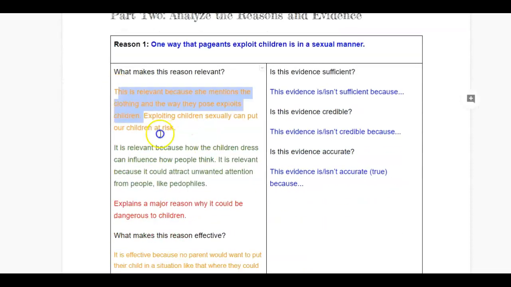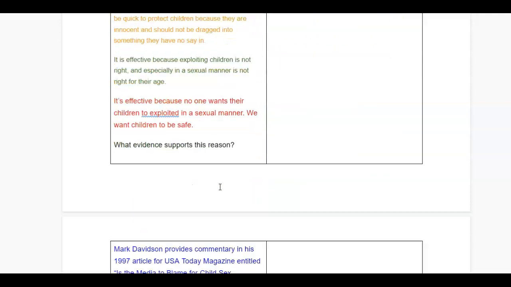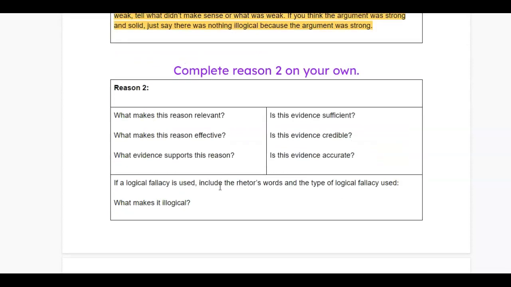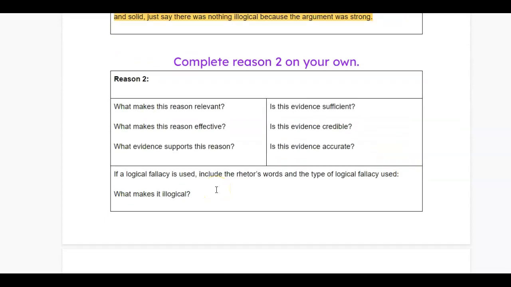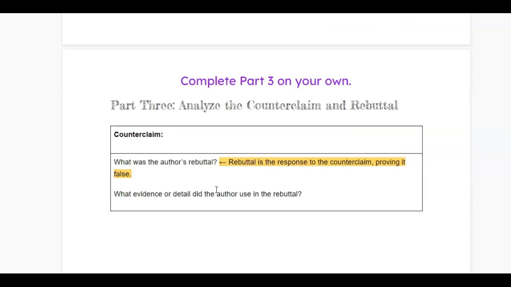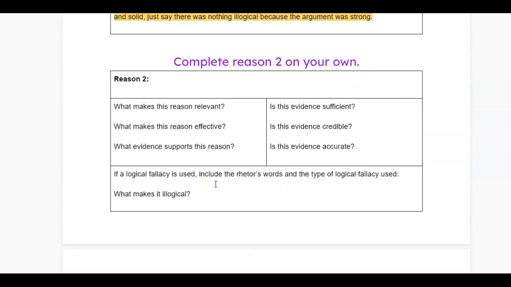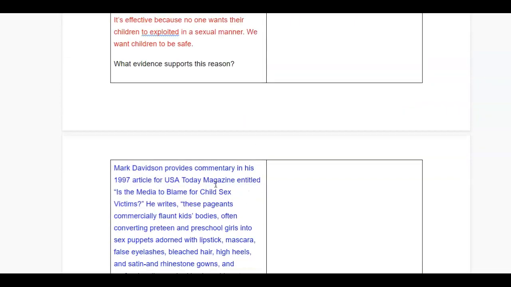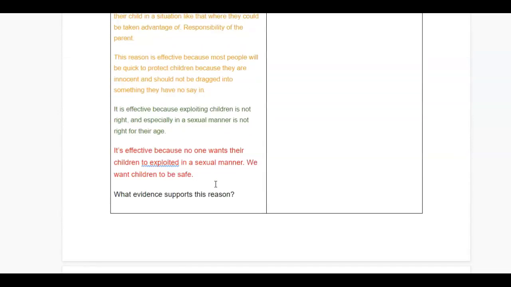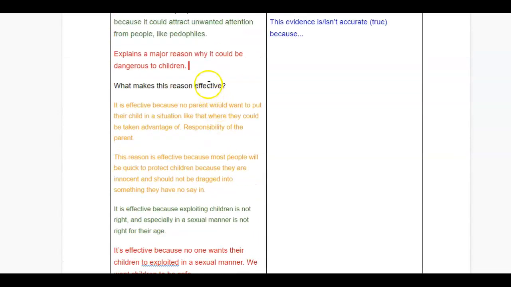In our document, I combined all of our responses from my last 3 classes of the day and put the different responses from the day into the document. So we did part 1 together, or reason 1 together, and then you guys did reason 2 on your own, and then you completed part 3 on your own, analyzing the counterclaim and the rebuttal that the author made. So each of these charts, part 1, part 2, and part 3, is kind of like your graphic organizer to help you think about the issues in the text.